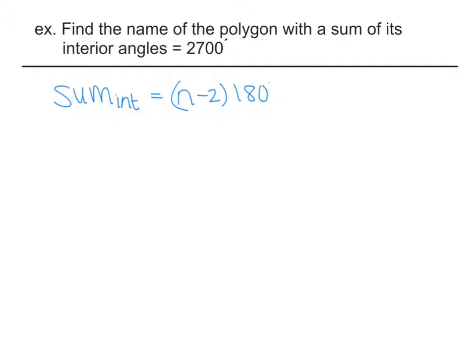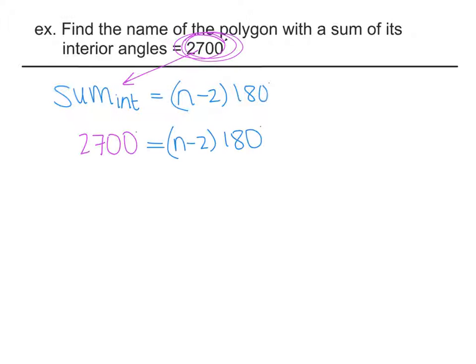Okay, so take a look. Same formula. Okay, same type of problem, but there is something different. This time I'm saying name the polygon that has a sum of its interior angles equal to 2,700. So I am not giving you the number of sides. That's not what this 2,700 is. This 2,700 now all of a sudden goes on this side. It is the sum. Okay, so look how I've done this. I've put the 2,700 on the left side, and now I have to solve this equation.